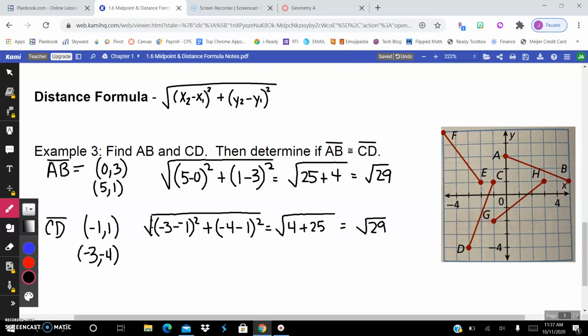So it says to determine if segment AB is congruent to segment CD. We just proved that it was. They both had the same distance. So they're the same length. So we can say yes, they are. And our proof is in the work above.